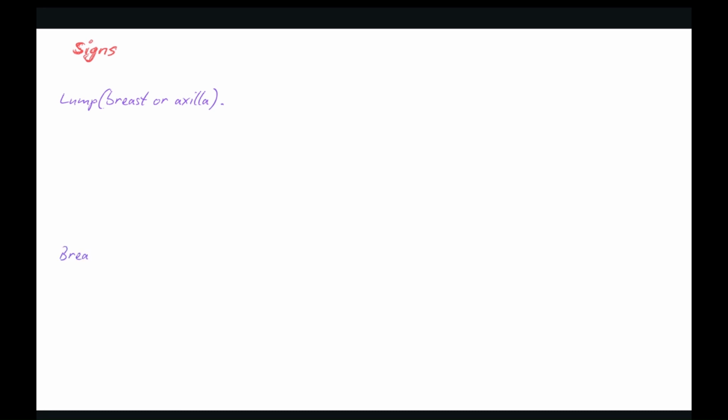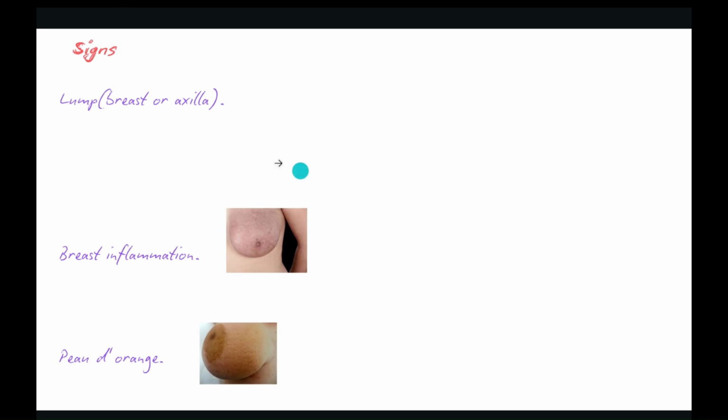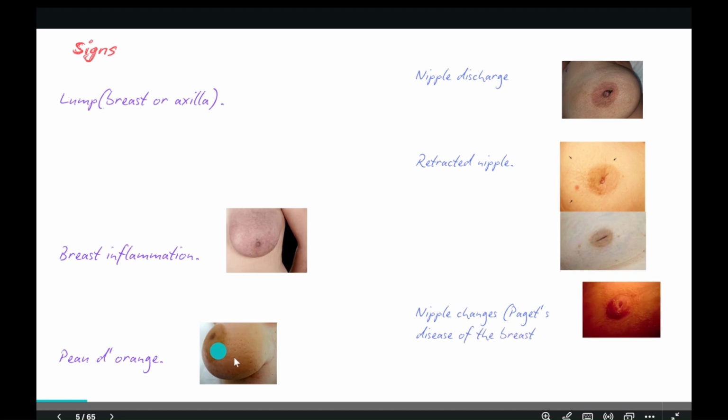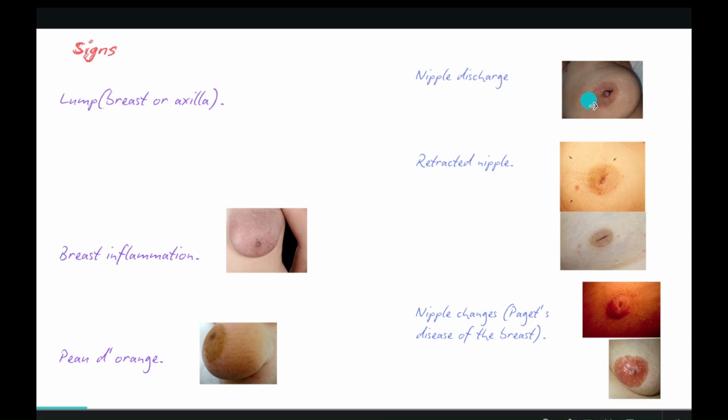The signs of breast diseases: either a lump in the breast or axilla, breast inflammation, like inflammatory breast cancer in this case, or abscess formation, or peau d'orange, due to edema of the breast, and this pitting is due to the presence of the sweat glands and the edema surrounding it. Also, the patient can present to you with nipple discharge or a retracted nipple, like here. The retracted nipple here is circumferential retraction, which indicates malignancy, while slit-like retraction, like this retraction, indicates benign disease like inflammation.